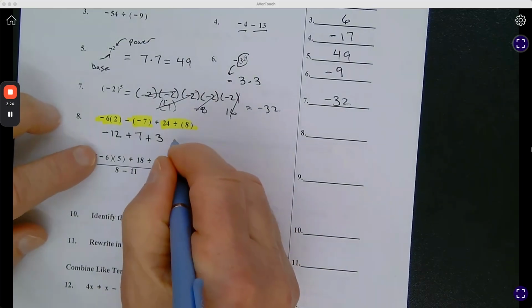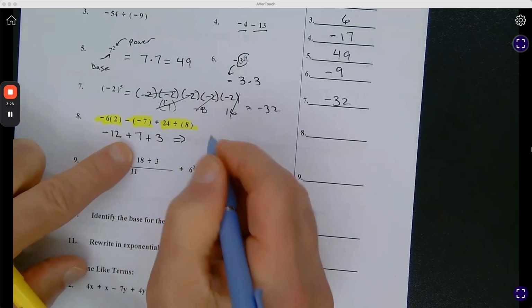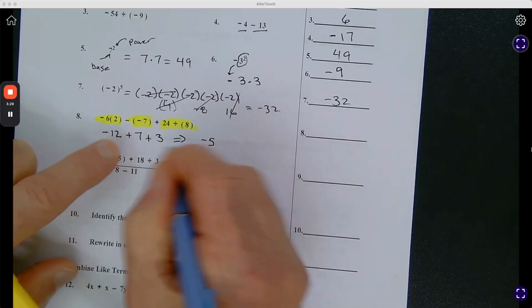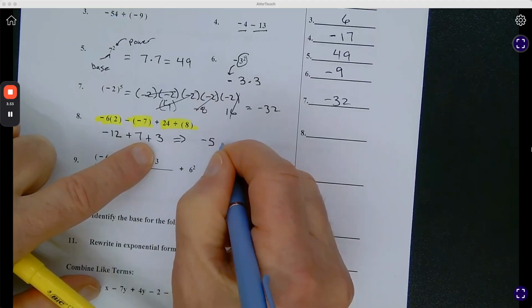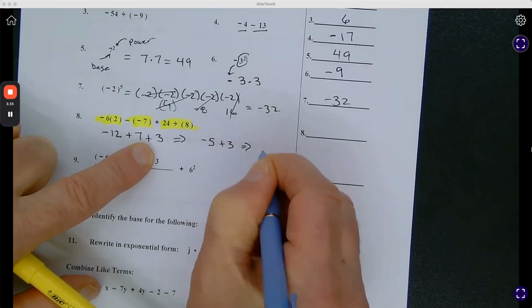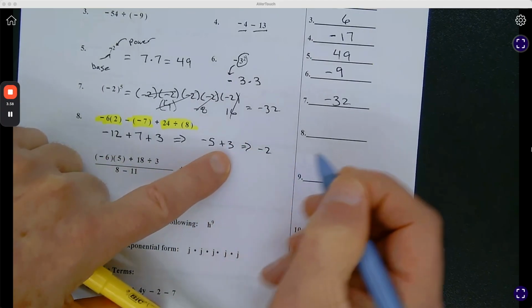Now I'm going to add all these up. Negative 12 plus 7, that's negative 5. I have more negatives than positives. And then I have negative 5 plus 3. That's going to give me a negative 2 because I have 2 more negatives than positives.